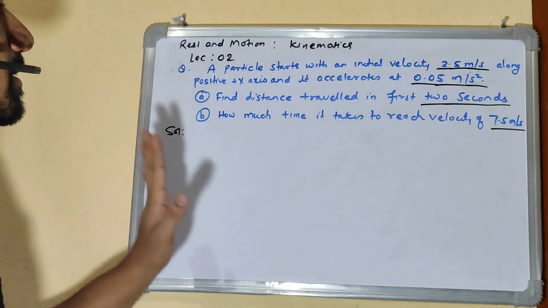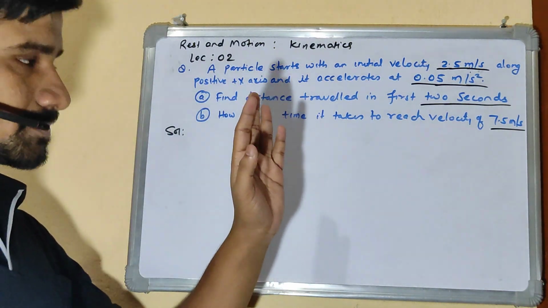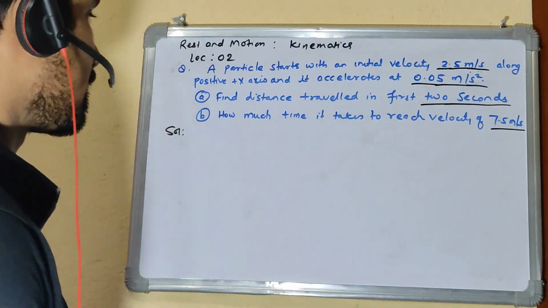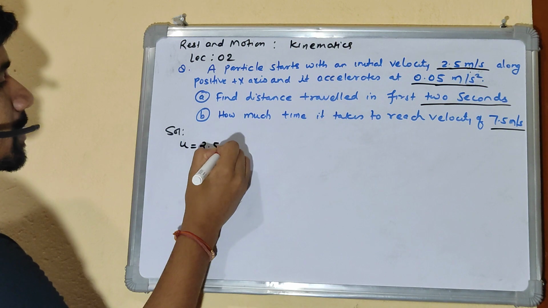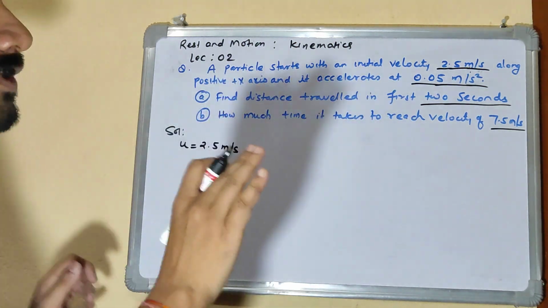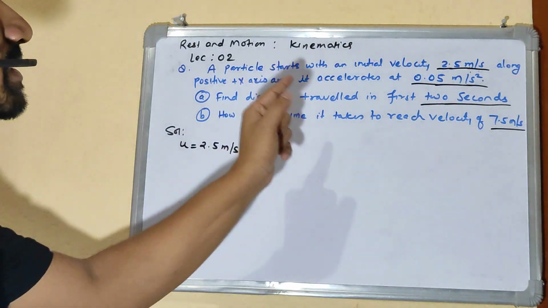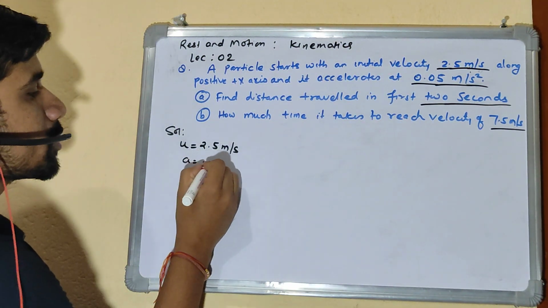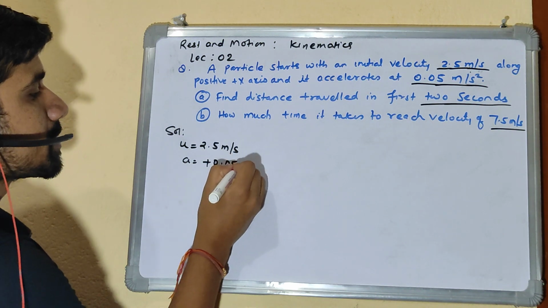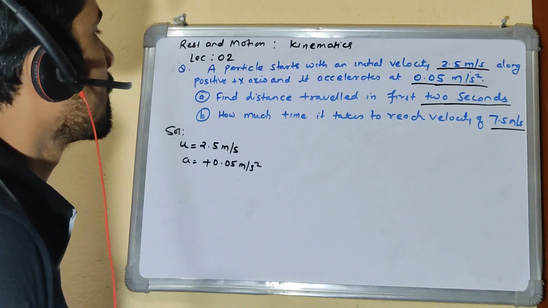So the problem states a particle starts with an initial velocity of 2.5 meter per second. Let's note what the given quantities are. u, which is initial velocity, is 2.5 meter per second along positive y-axis, which basically is a problem of motion in a straight line. It accelerates at this particular value, 0.05. So acceleration is also given, plus 0.05 meter per second square. So acceleration is uniform. We can safely apply equations of motion.